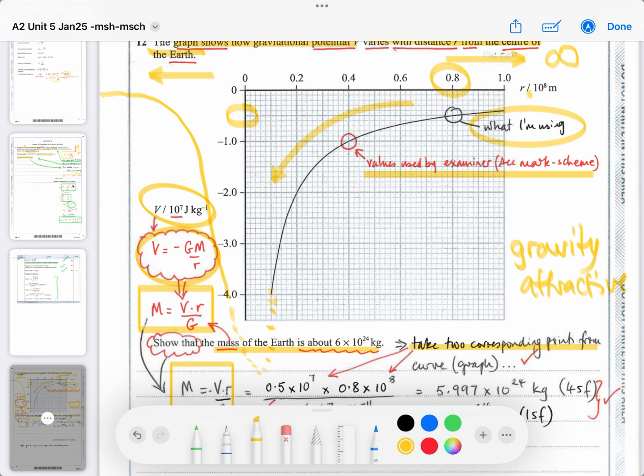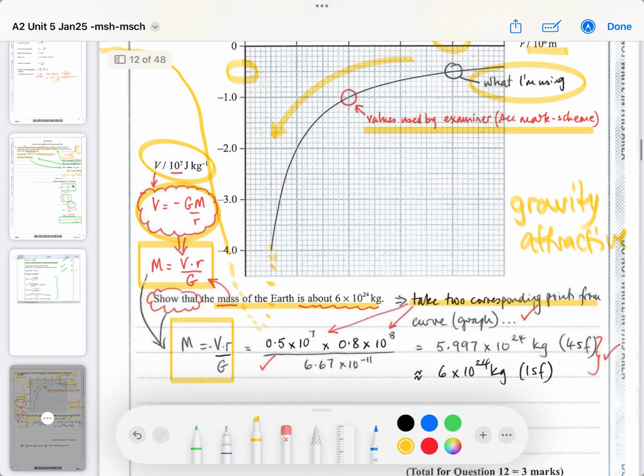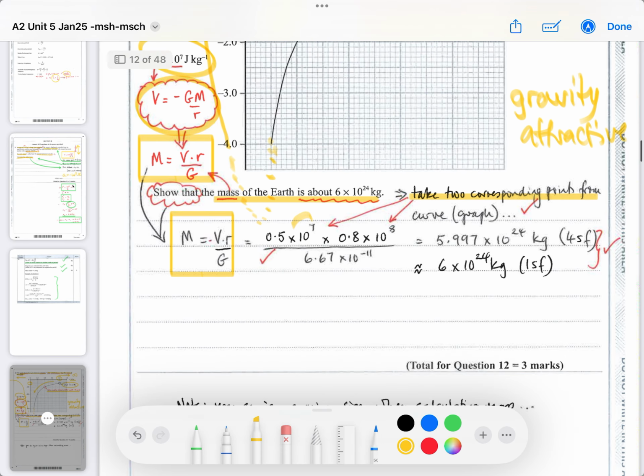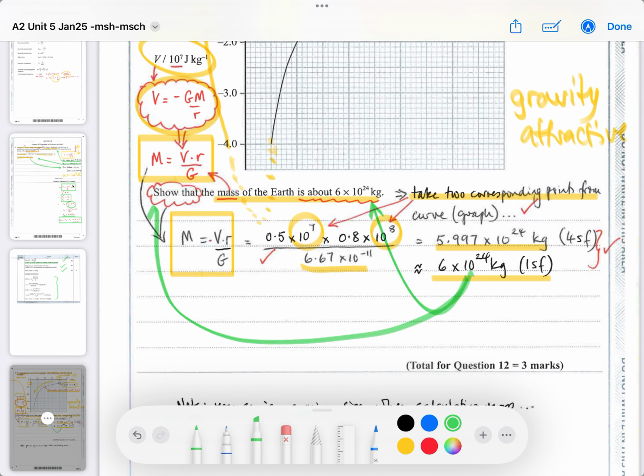Times 10 to the 8, don't forget. And the other one's 10 to the 7. So 0.5 times 10 to the 7 multiplied by 0.8 times 10 to the 8 divided by the universal gravitational constant. Whether you use the examiner's values or mine, it should give you the same response. And you should then round it up to one significant figure to prove that you have shown that.